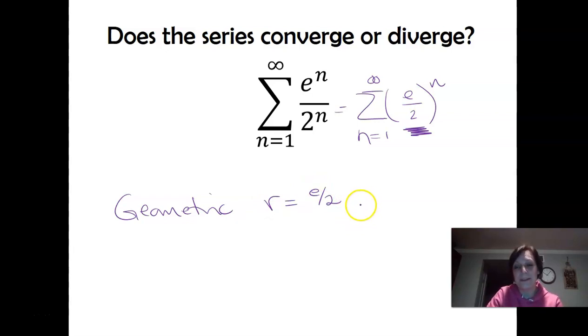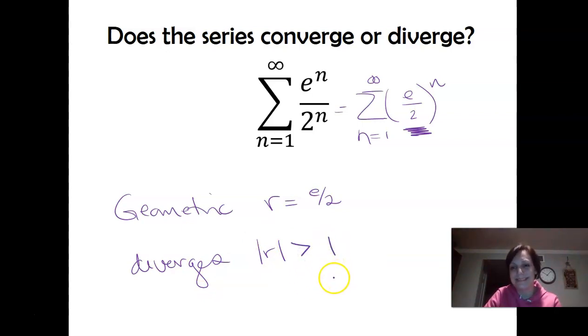So here's the part where they try to trick us. e over 2 is a fraction. So one might think, oh, it's a fraction, it's less than 1. It's not. e is bigger than 2. So e over 2 is bigger than 1. So we're going to say diverges because the absolute value of r is greater than 1. But it's a really quick way to answer those questions. Okay, so if it's geometric, awesome, you have a very quick answer. If it is not, and it's a p-series, not as good as geometric, but it gives me a convergence or divergence answer.